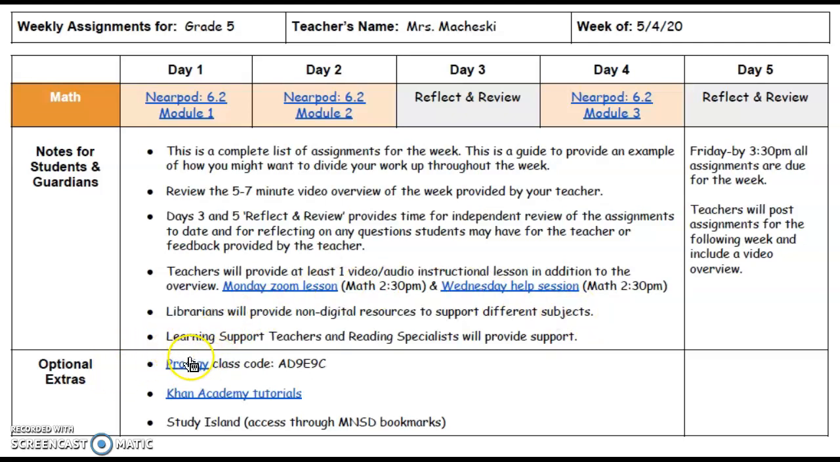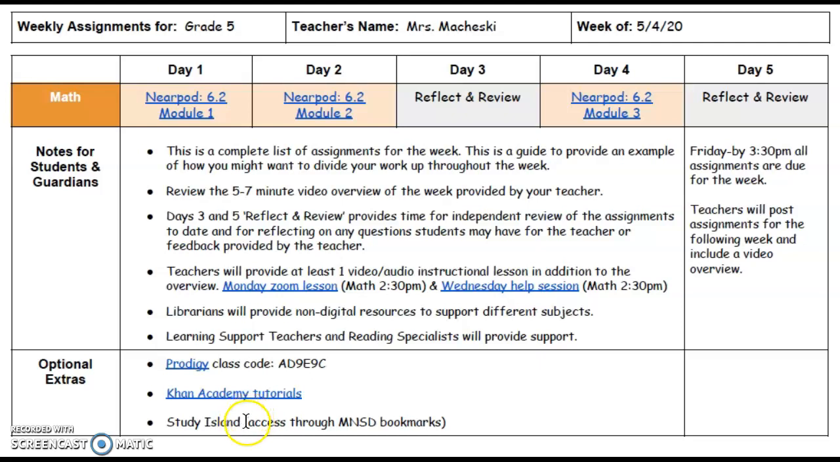These optional extras are still linked here. If you would like to use Prodigy, I did add a volume assignment. So you'll be seeing problems throughout the game that relate to volume, which is what we're doing this week, as well as Khan Academy tutorials. They have an entire series related to volume, which I recommend, and I do link some of their videos in my modules. You do still have access to Study Island, and you do have access to your math assignments.